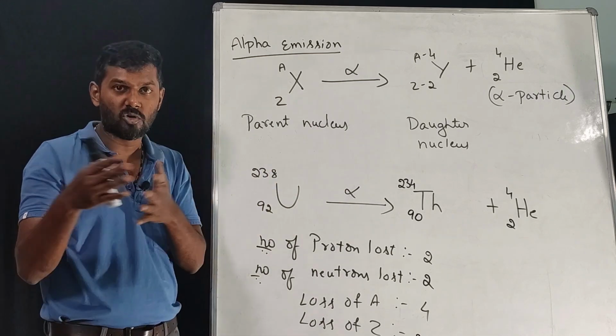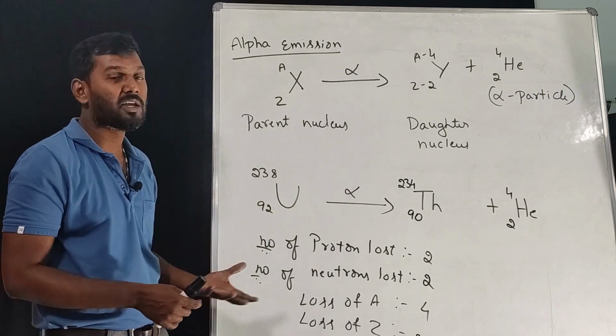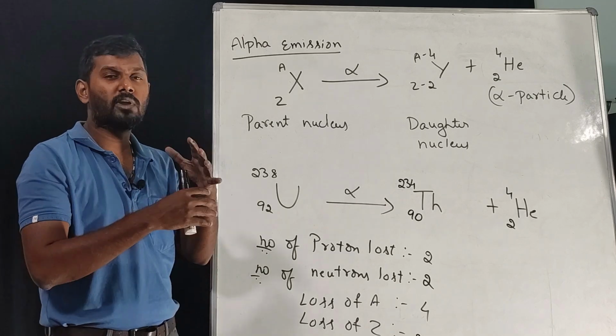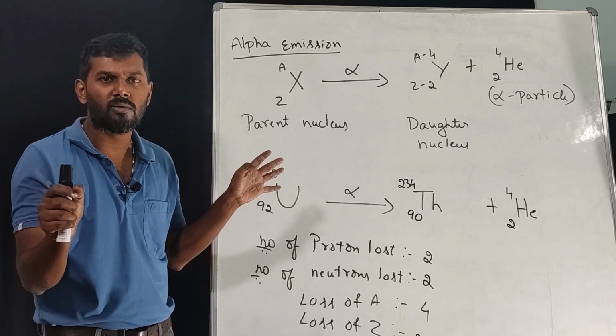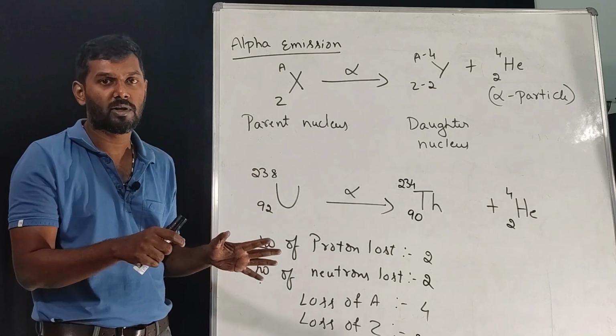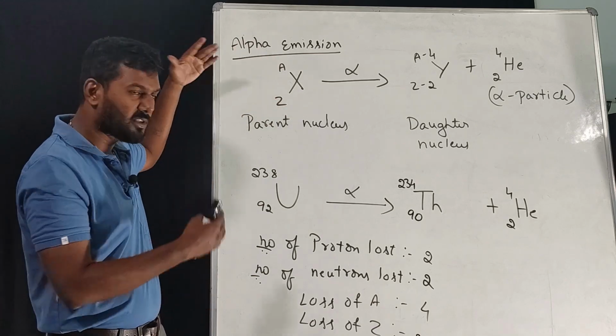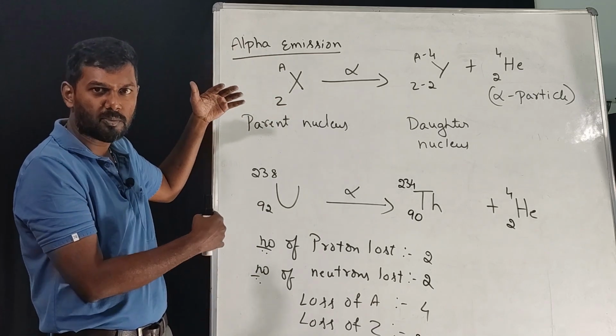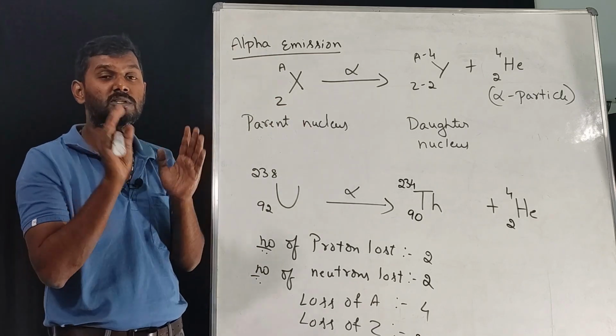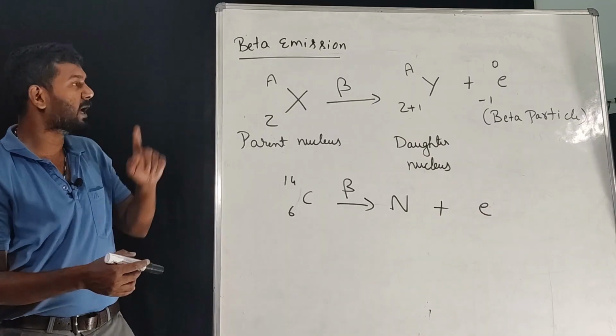In the theory solution, you will get to know why these equations are important and how we can solve whatever equations they give. So once you understand this concept of radioactivity, go for the theory solutions immediately. Now we'll talk about beta emission.